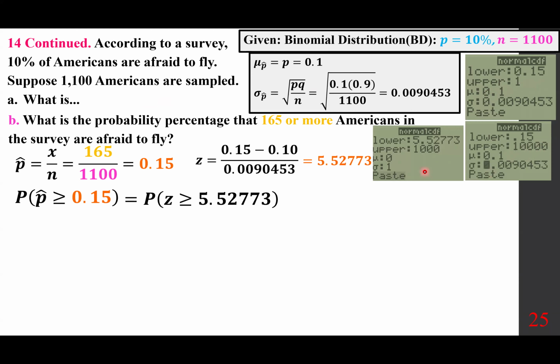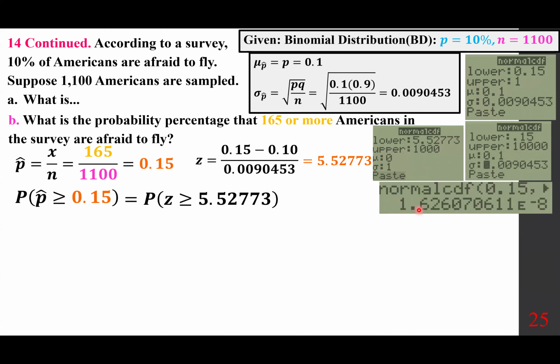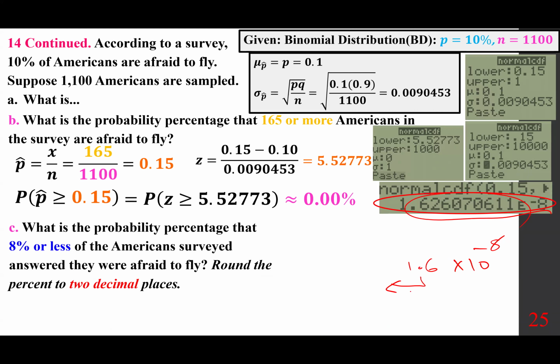And when you do that, you end up with this answer. Notice this answer is practically 0. I want to make sure everybody understands what this number is again. This means 1.6, let's say, times 10 to the power of minus 8. So move the decimal to the left by 8 places. So that's practically 0. Okay. All right. Let me again erase my work.